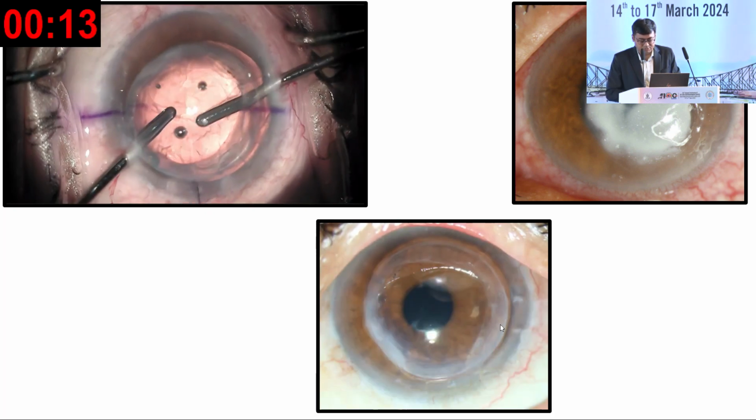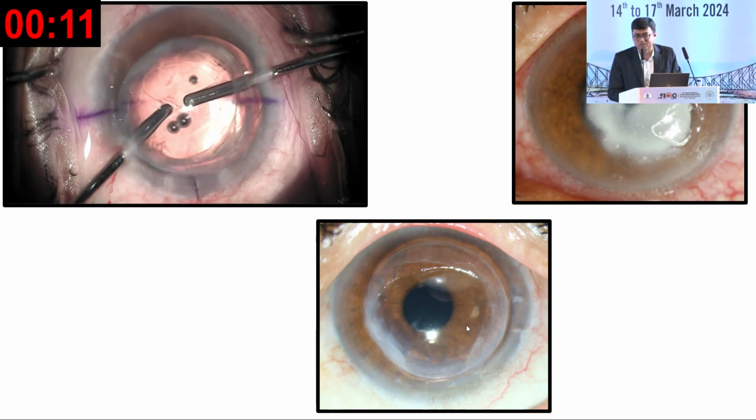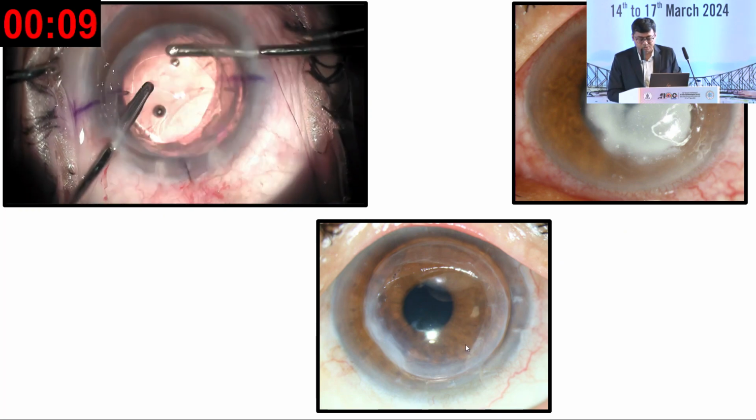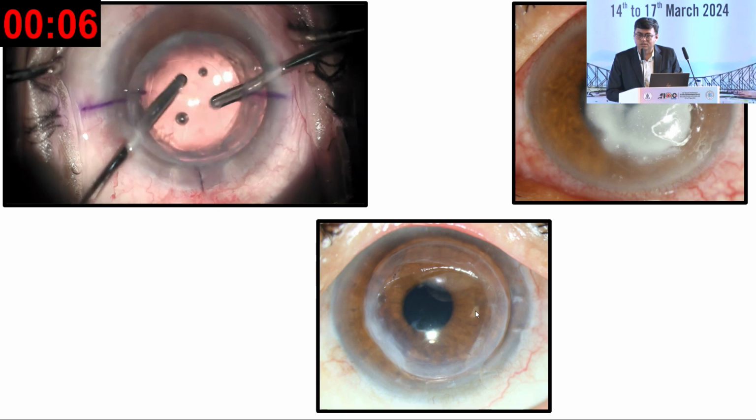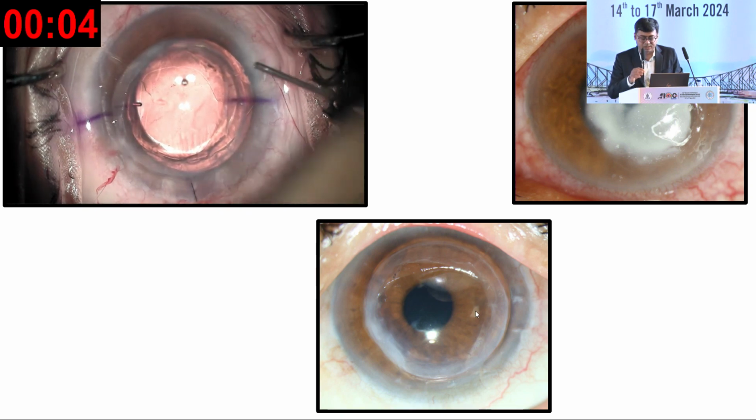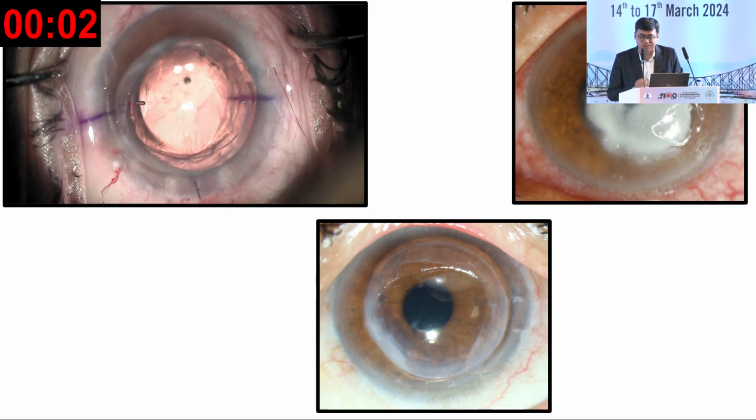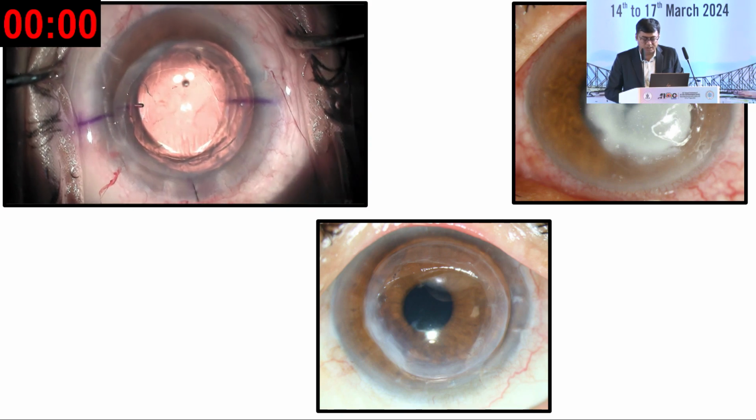So this was the outcome at around 2 months after the surgery. The photo is 2 months post-op. The patient has achieved a vision of 6/12 for distance with a residual cylinder of 4 diopters and a spherical equivalent of 2, so that is a surprise.